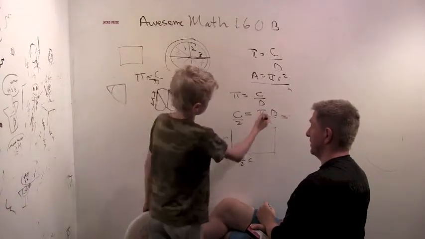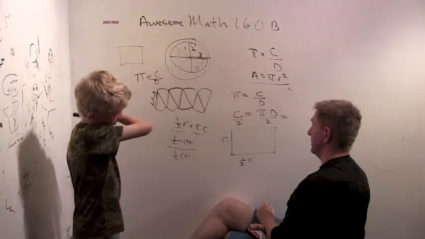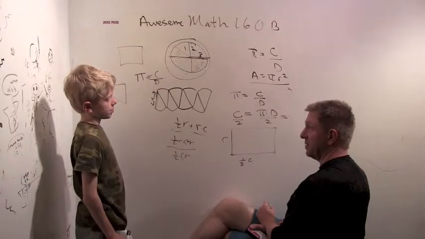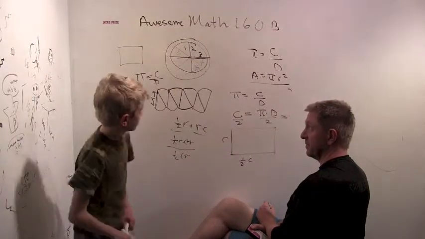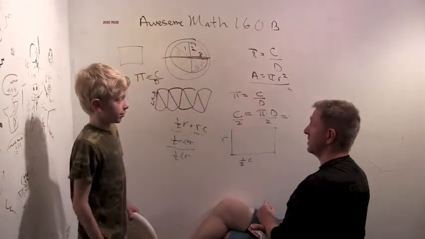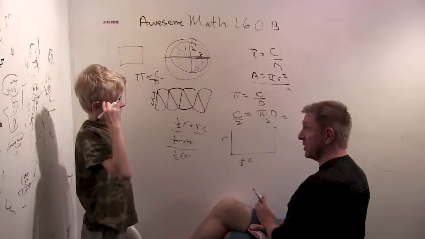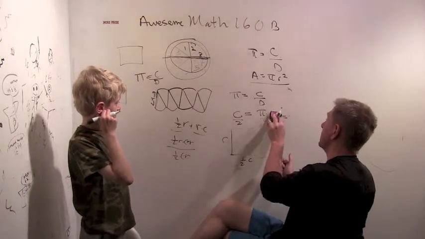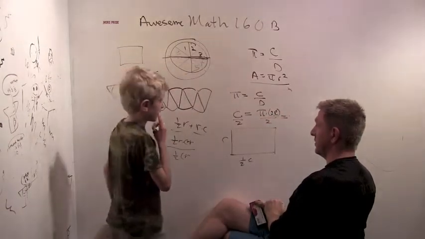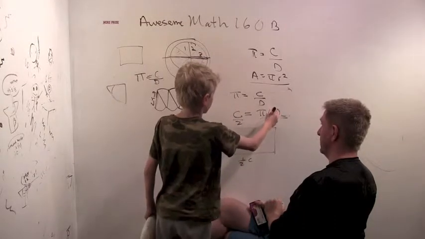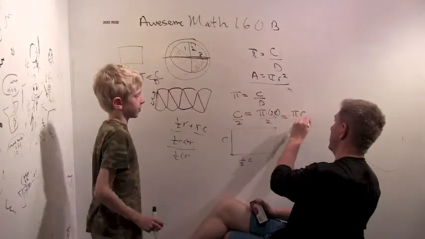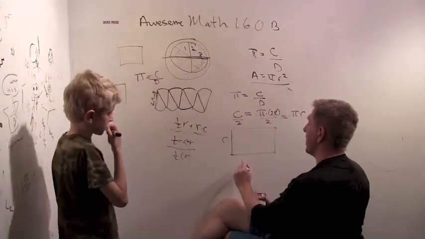It's 1/2 pi times the diameter. What's the diameter? It's 2 in this case if the radius is 1. So how many radiuses go into the diameter? 2. So it's pi times 2r over 2. We can take the 2 out. And what do I get left with? Pi times the radius. Okay, so half the circumference is pi times the radius.